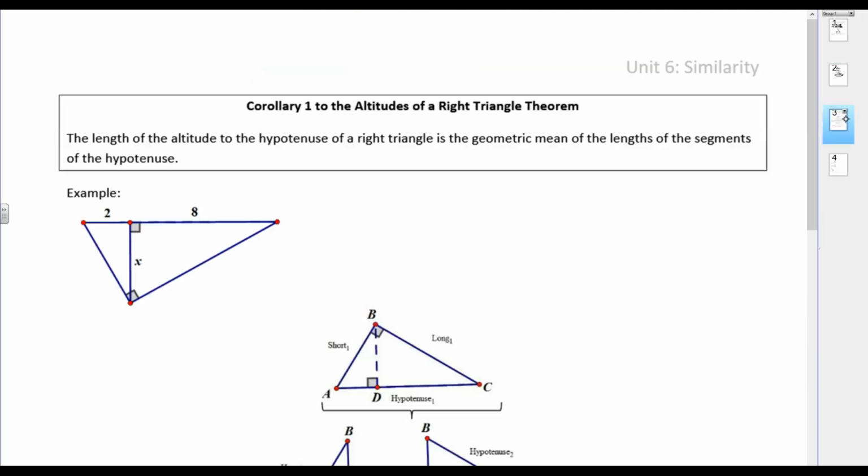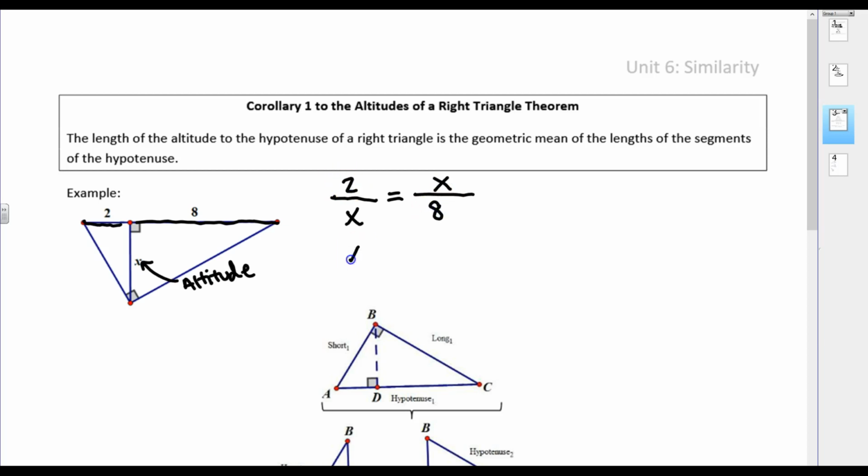So let's look at an example of how we can actually use this. Here we can see that x is in fact an altitude, and that the 2 pieces are 2 and 8. So x must be the geometric mean of those 2 pieces. So I'm going to set up my proportion where I put x along one diagonal and the 2 pieces of the hypotenuse along the other, because that's how we find a geometric mean.